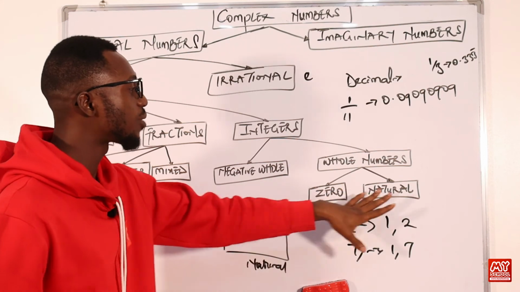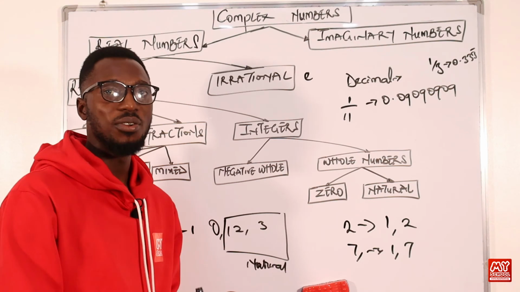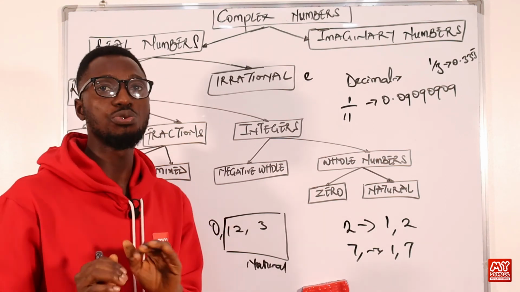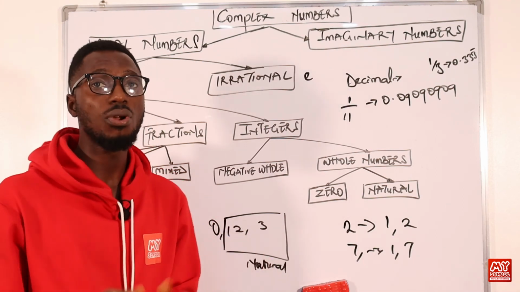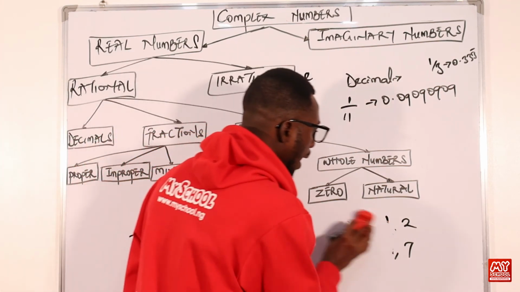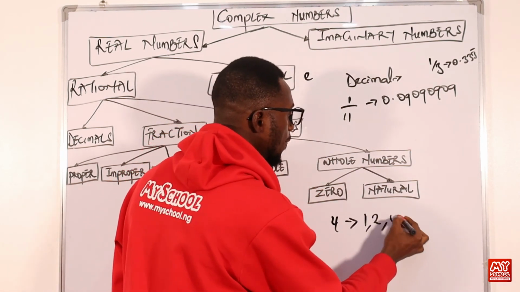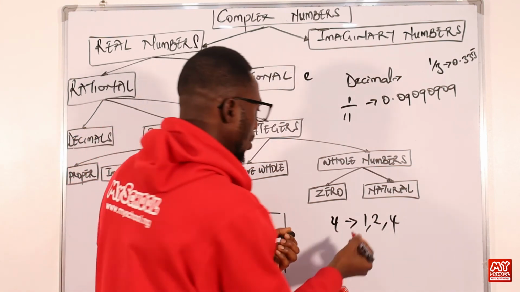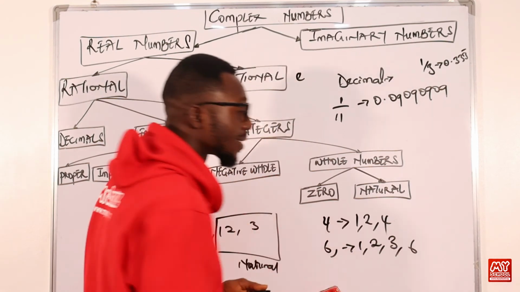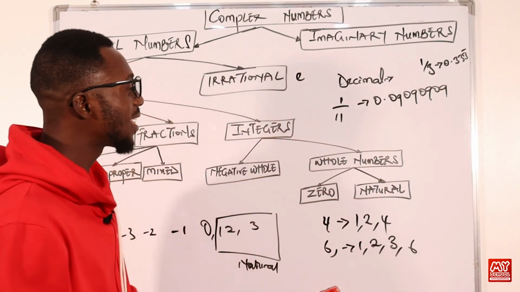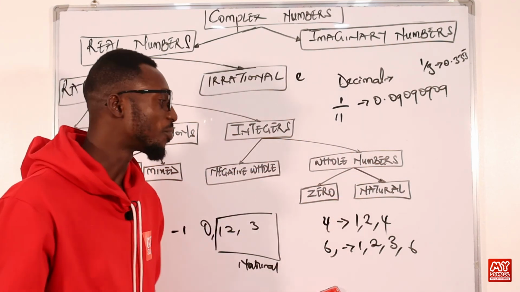Like I mentioned, natural numbers can be further split into prime numbers and composite numbers. Composite numbers have more than two factors or more than two divisors. For instance, 4 has 1, 2, and 4 itself as its factors, right? I can talk about 6. 6 has 1, 2, 3, and 6. Can you see that? Still under this expression of whole numbers, I can talk about even numbers, odd numbers, and what have you.